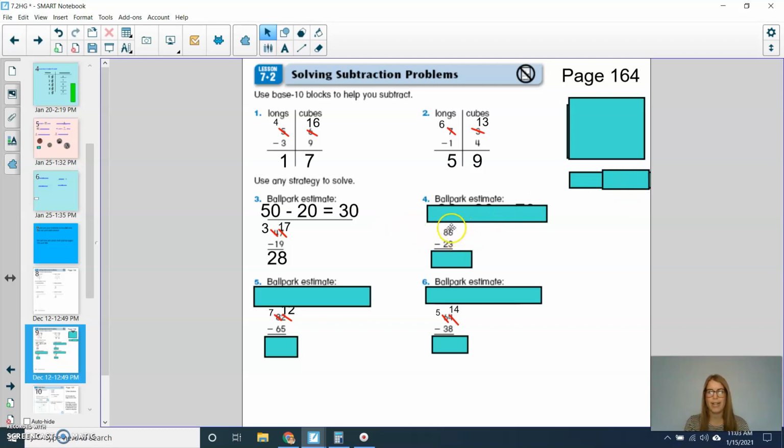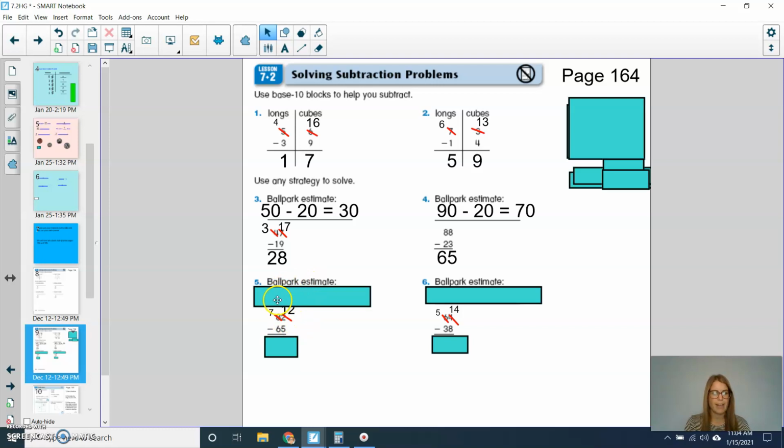For question 4, I have 88, which I know would round to 90, minus 23, which would round to 20. 90 minus 20 equals 70. So I know my actual answer needs to be pretty close to 70. Just like before, 28 was pretty close to 30. This problem set up very nicely for me because I have more on top. So I have 8 minus 3, which I know is 5, and 8 minus 2 is 6, giving me 65. I did not need to go next door since I had more on the top. There was no need to stop.